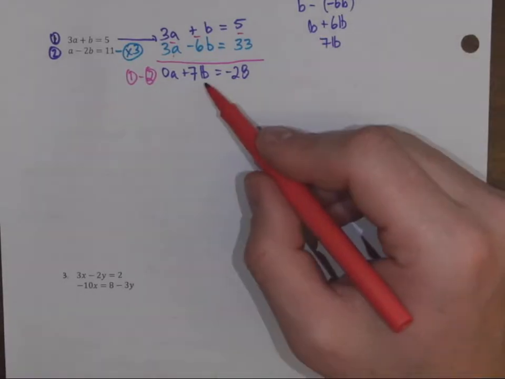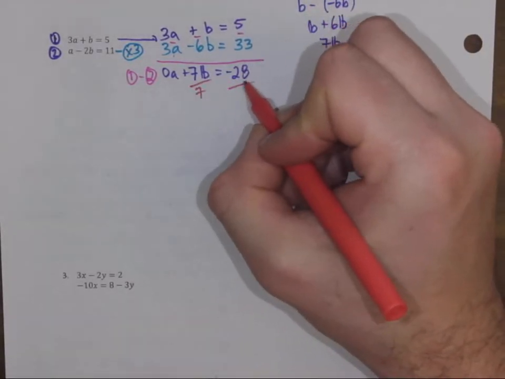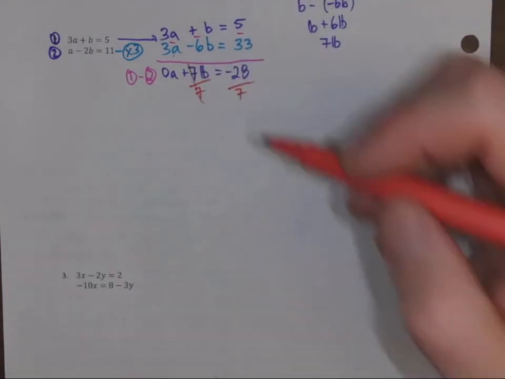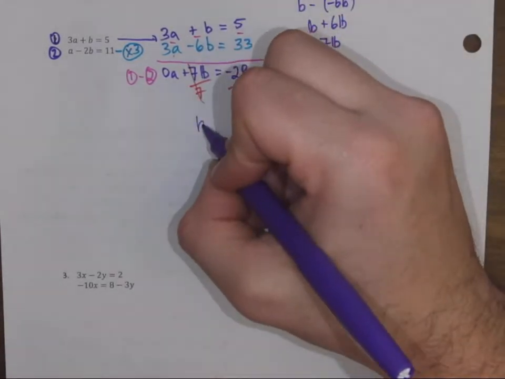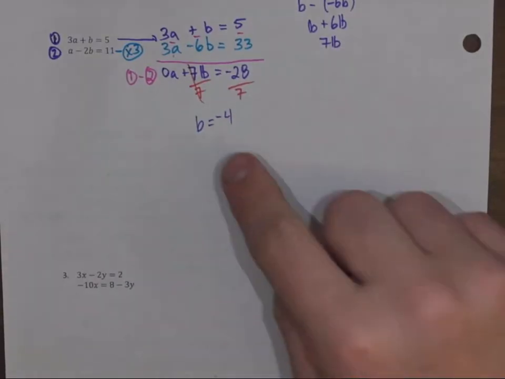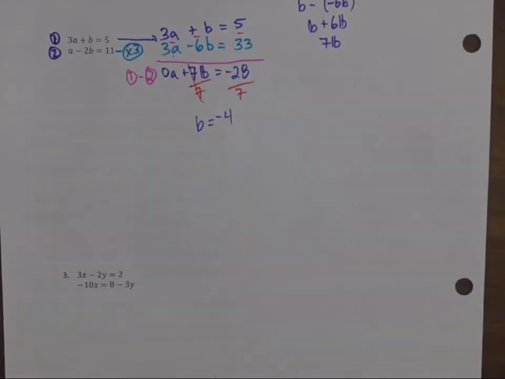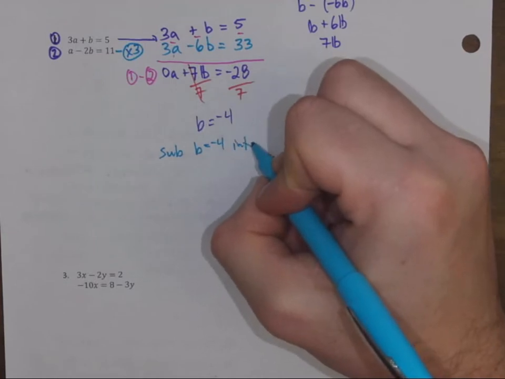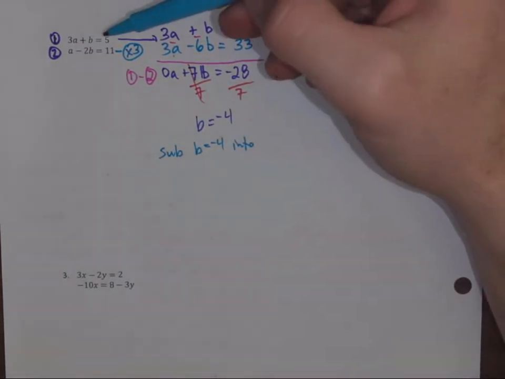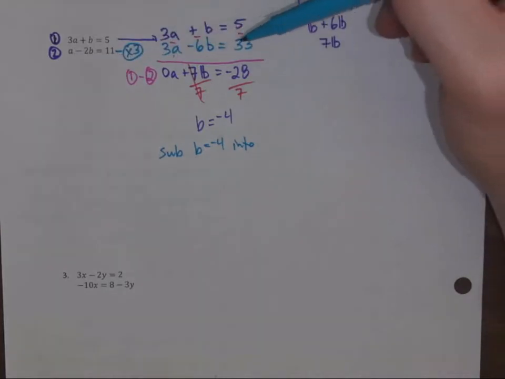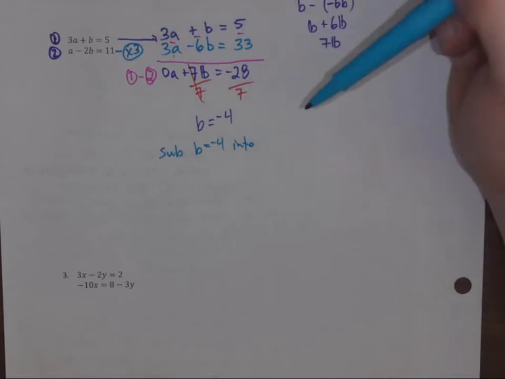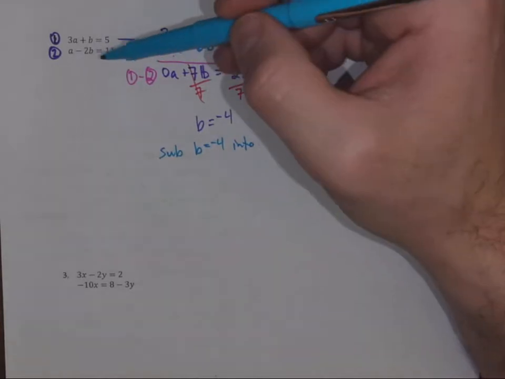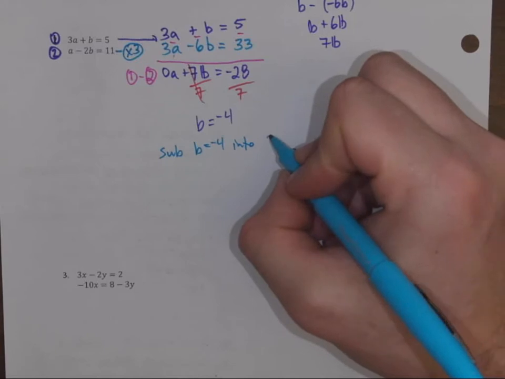Next step, I want to solve for my variable. Divide by 7, divide by 7. And I have b equals negative 4. So I've got my value for b. The next step, I'm going to take that and sub the b equals negative 4 into one of my equations. I can sub it into equation 1, equation 2, or bigger equation 2. This is the same as original equation 1 because I just moved it over. So I'm going to sub it into original equation 2.